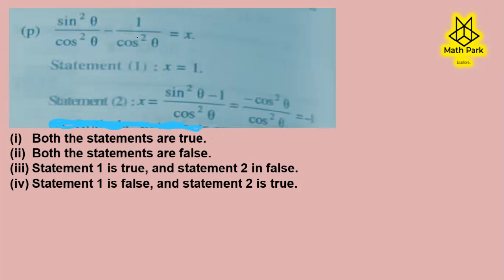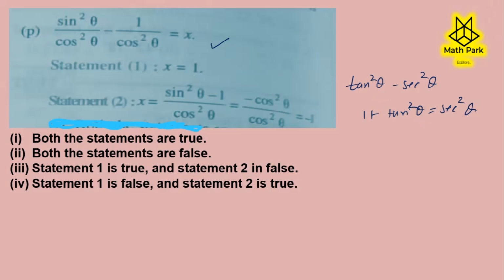Sin square theta upon cos square theta minus 1 upon cos square theta is equal to x. Statement 1 says x is equal to 1. Statement 2 says sin square theta minus 1 upon cos square theta is equal to minus cos square theta upon cos square theta, which is equal to minus 1. So here, sin square theta upon cos square theta is tan square theta, minus sec square theta.